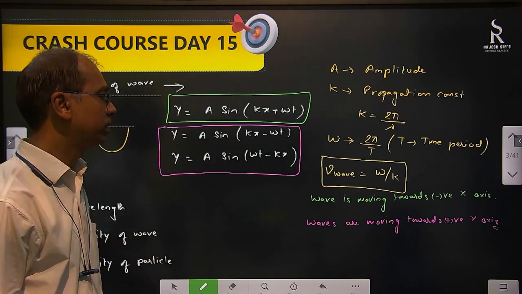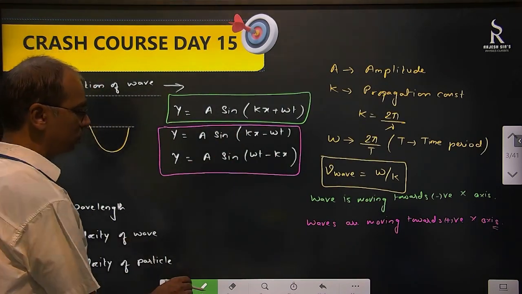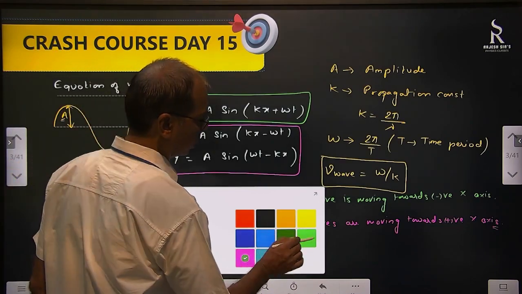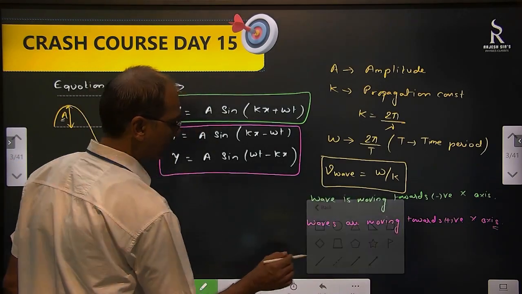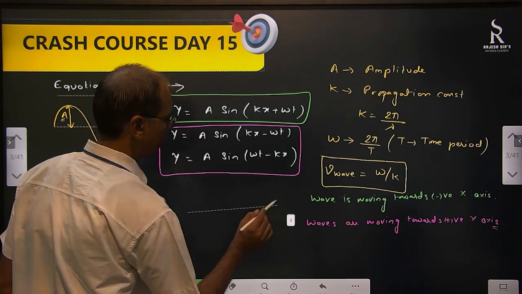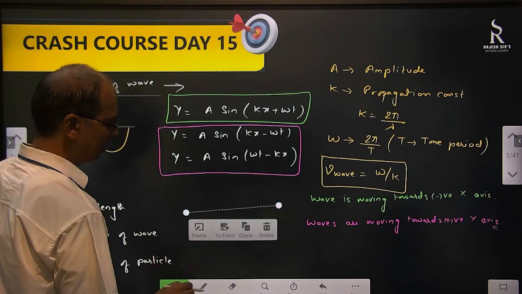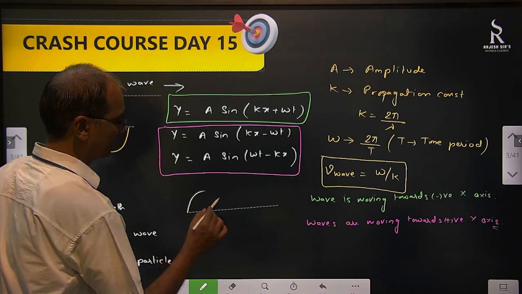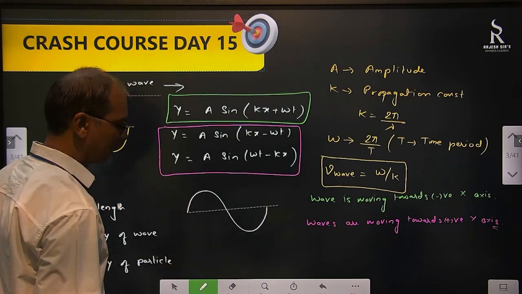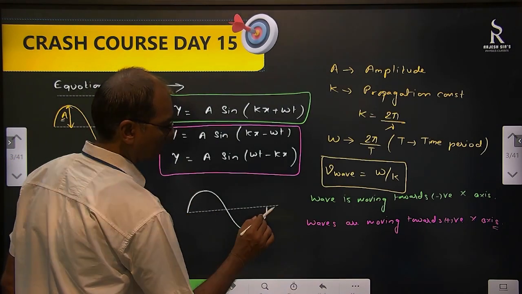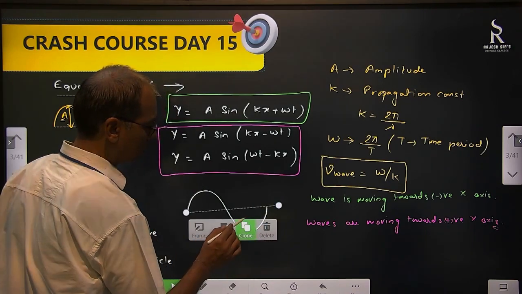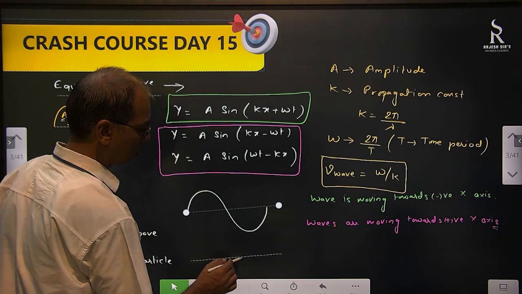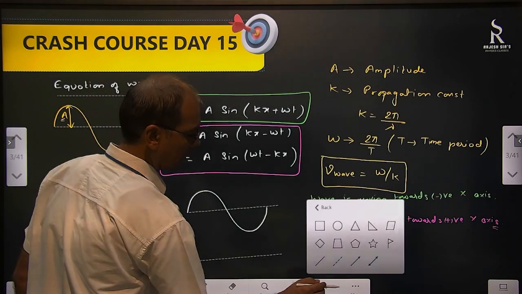So these two are moving towards the positive x-axis, and this is moving towards the negative x-axis. And what is the difference between the two? The difference between the two is that the first one we can make like this, and the second one is like this.